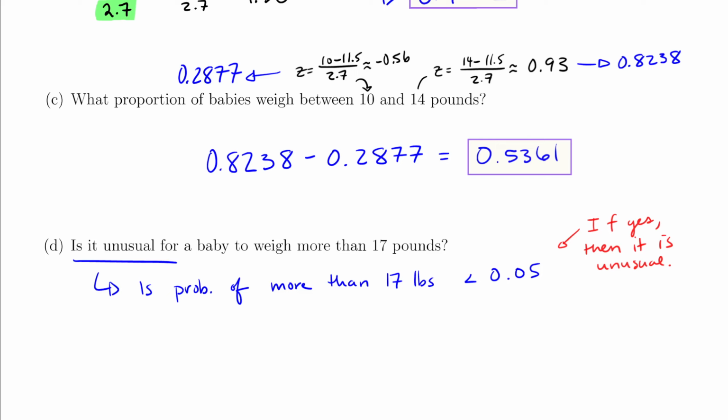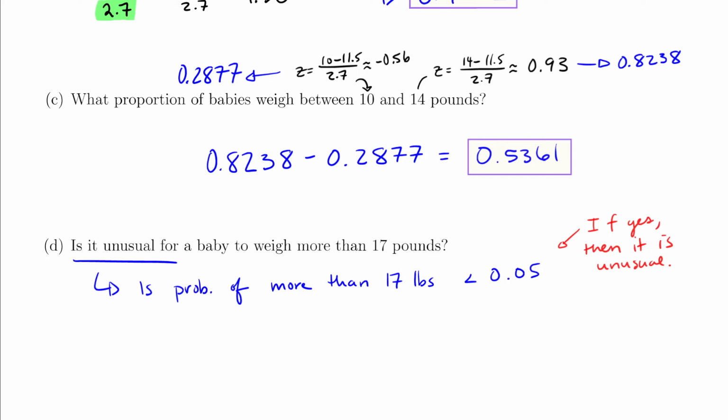Now, to find the probability of more than 17, I first need to turn 17 into a z-score. From the z-score, I can get from the chart the probability of less than that value. Then to turn that into a more than, I just take 1 minus that. So that's kind of going to outline what we're going to do here.